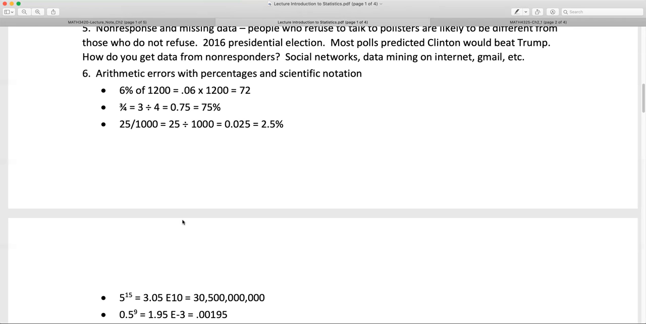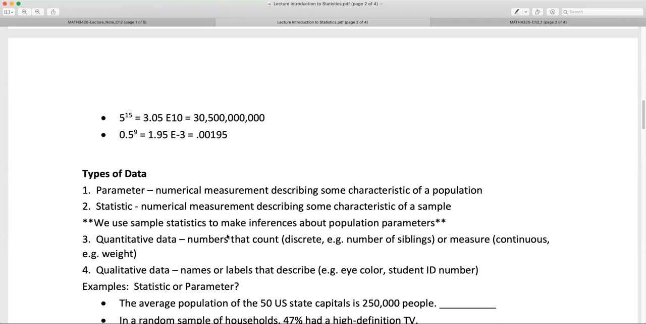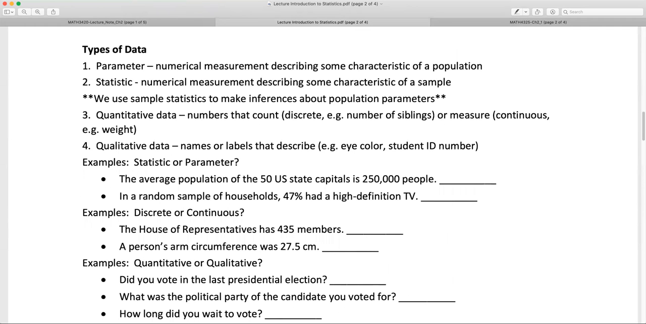Next one is types of data. First one, parameters. What's a parameter? This is a numerical measurement describing some characteristic of a population. A statistic means a numerical measurement describing some characteristic of a sample. So we use a sample statistic to make inferences about population parameters.